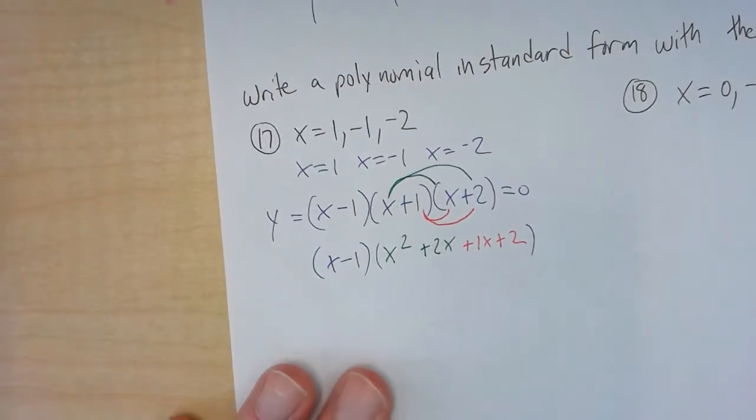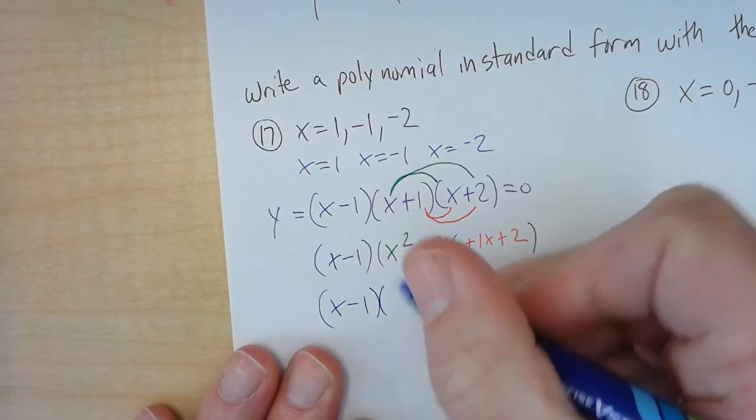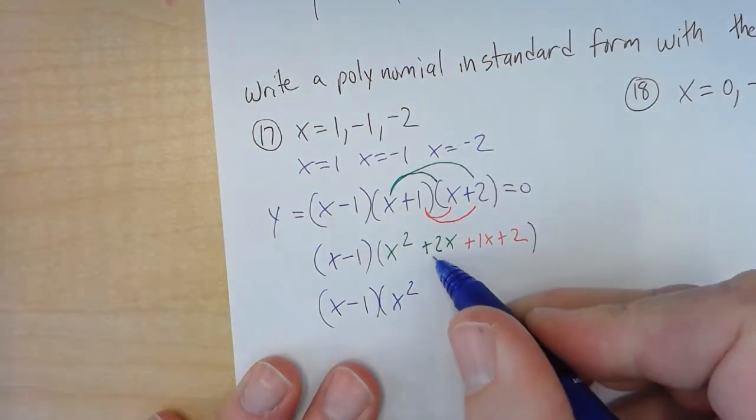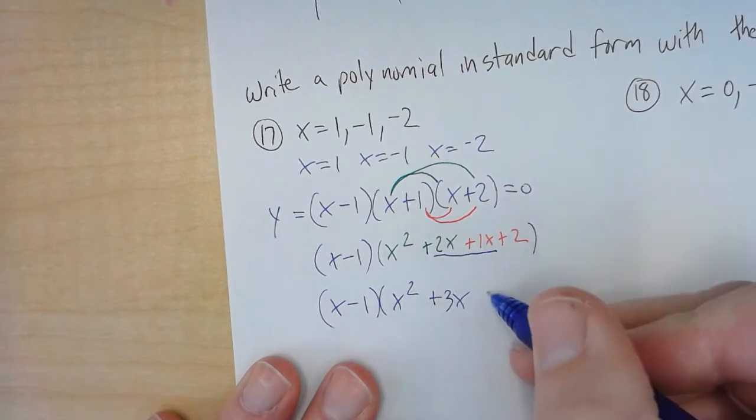So I'm going to collect my like terms first. It's very important that you do that. So now it's x minus 1 times, this is by itself, x squared. These are like terms, right? 1 and 2 make 3x, and then plus 2.